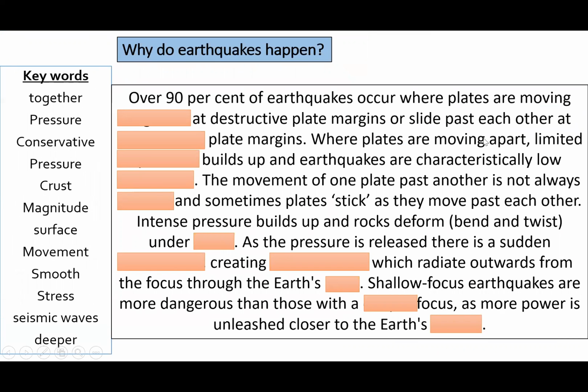This is a paragraph that just explains why those earthquakes happen. I want you to write out the paragraph. You can print it if you like. I'll put the resource on Show My Homework. And then I want you to fill in the missing word. So for example, over 90% of earthquakes occur where plates are moving together at destructive margins. So you read through and you just fill in what those missing words are. The missing words, they're all here.